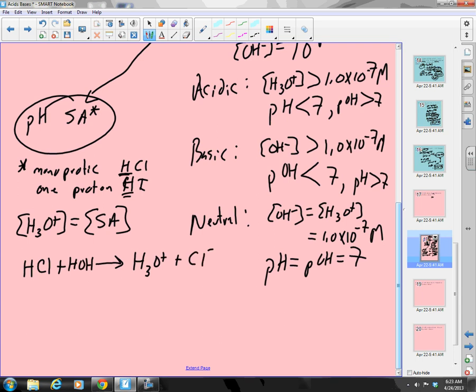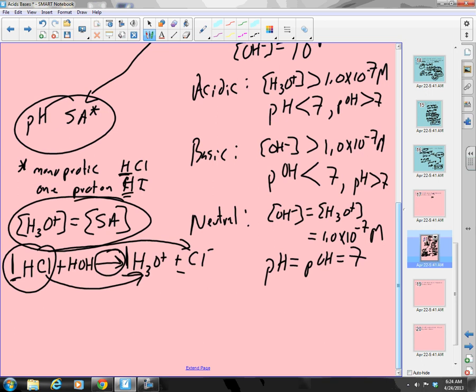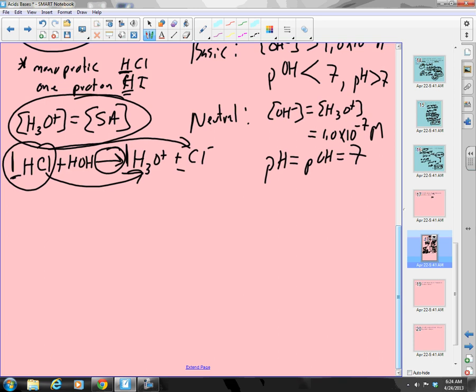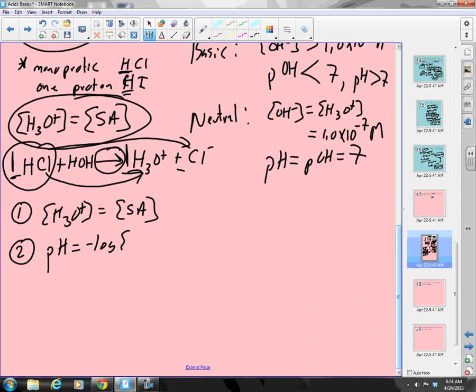Well, what do you notice about the coefficients? They're all ones. So if I have 1 mole of HCl, I have 1 mole of hydronium, and it's all made. All of this hydrochloric acid goes to form chloride and hydronium. So I have a 1-to-1 ratio, which means that my concentration of my hydronium equals the concentration of my strong acid. Then what do I do? So step 1, concentration of hydronium equals concentration of my strong acid. Beautiful. Step 2, pH equals a negative log of my hydronium concentration. That is all there is to it.